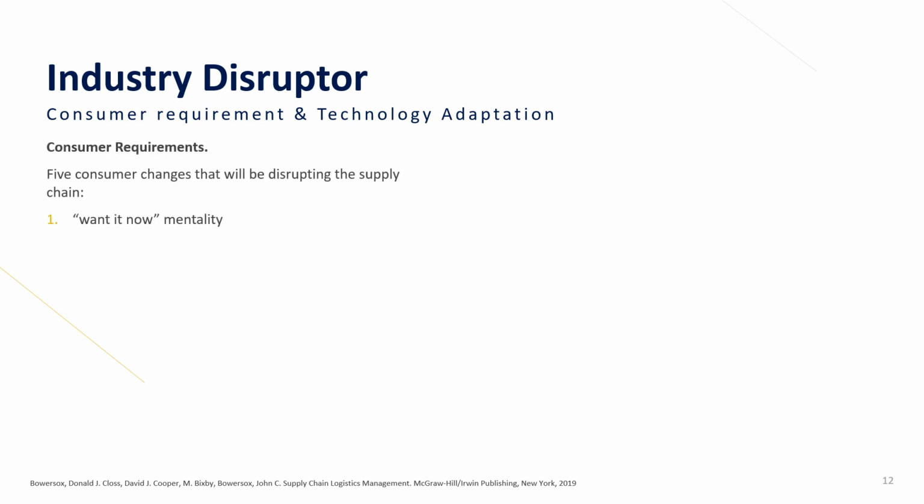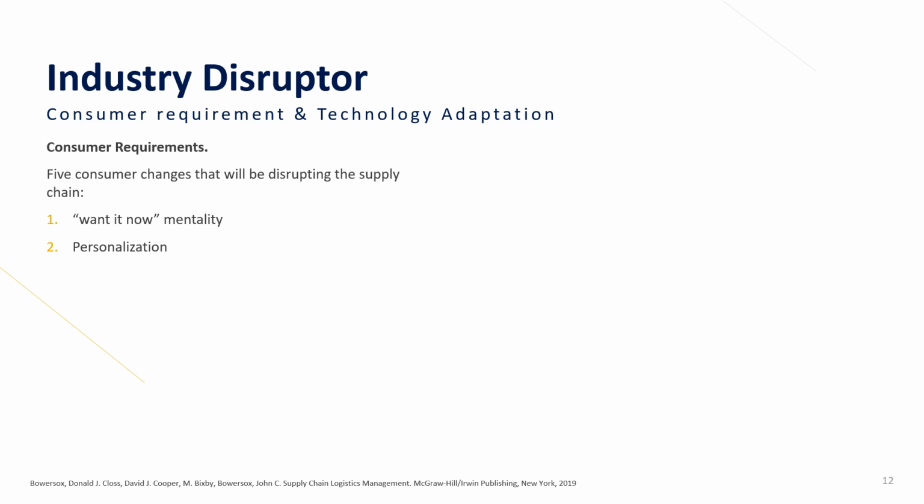The first one, regarding the consumer requirements, there are 5 consumer changes that have huge potential to disrupt the supply chain. First is the want it now mentality. For example, previously it was normal to receive products that you buy online with a lead time of about 1 week or 2 weeks, depending on the location of the supplier. But nowadays, every customer that wants to buy online wants their products delivered as soon as possible. That's just one example of the want it now mentality.